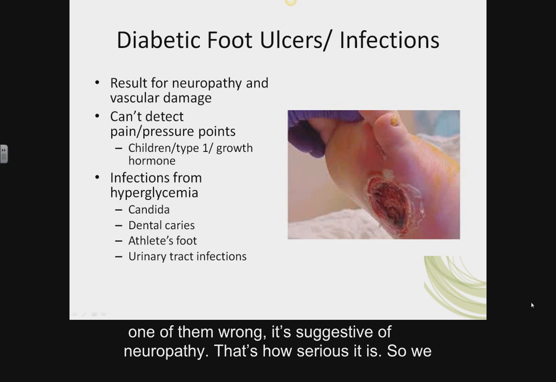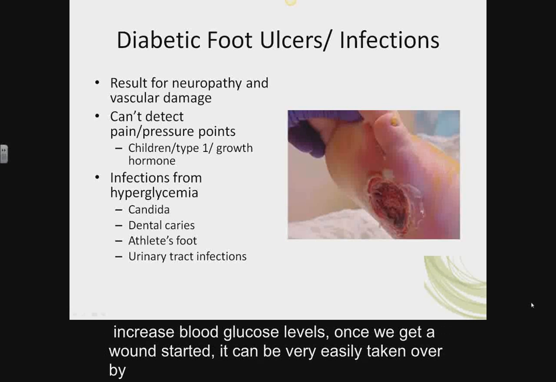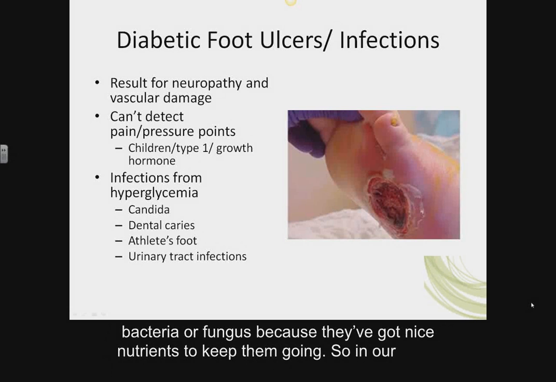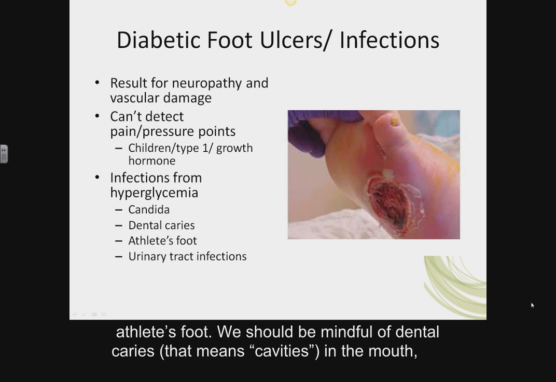So we do this monofilament test, and again, to remind you, that with sweetened blood, because of the increased blood glucose levels, once we get a wound started, it can be very easily taken over by bacteria or fungus because they've got nice nutrients to keep them going. It's in our patients with DM. We see the thrush infections or maybe athlete's foot. You should be mindful of dental caries. That means cavities in the mouth. The athlete's foot, like I've already told you. Urinary tract infections.